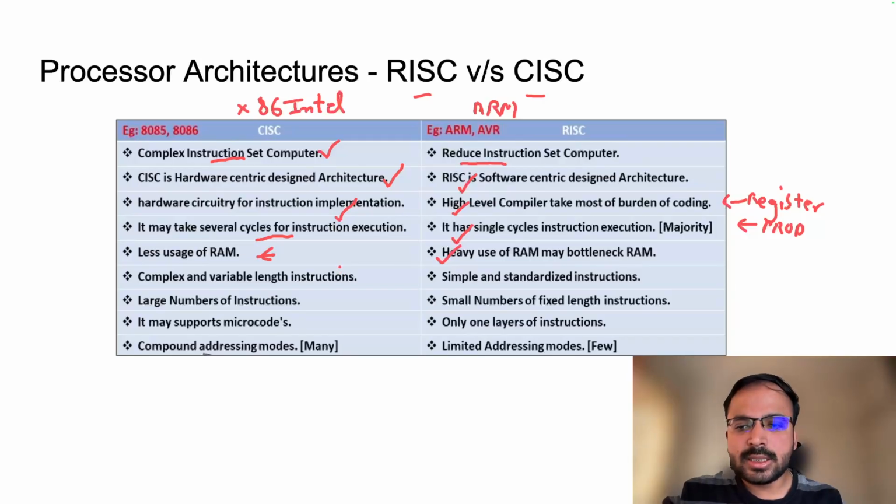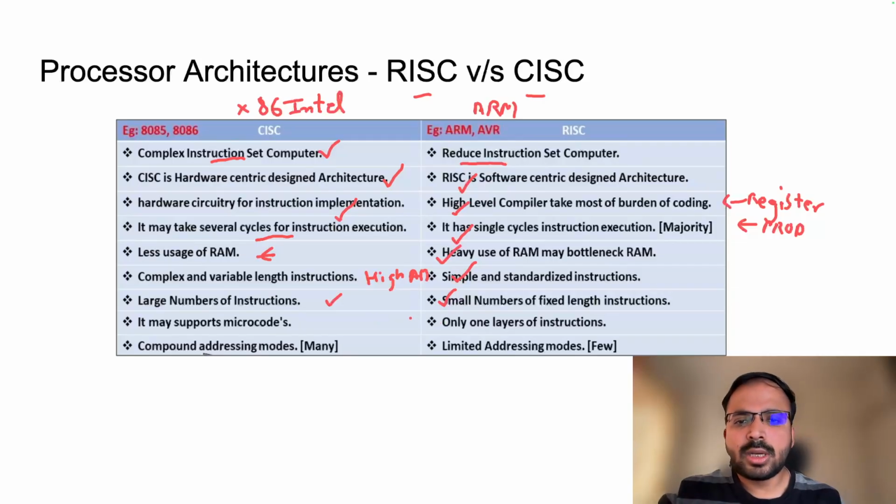Of course the instruction set is small and less complex in RISC. In the sense of the operand modes, however you manipulate the data, there are fewer addressing modes in RISC architecture and many addressing modes in CISC architecture. So a large number of instructions was the very basic difference which we know. CISC may support microcode, and RISC only one layer of instructions.